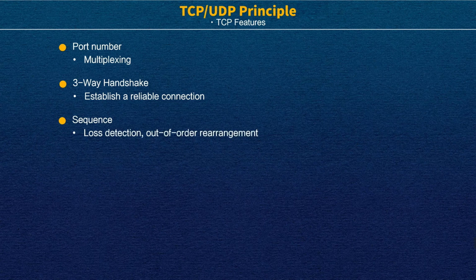And after we establish the connection, we have to make sure all the messages are transferred to the destination correctly and no bit is wrong. One mechanism is sequencing. For each segment we send to the destination, we give a sequence number. The receiver can check whether something is lost or wrong according to the sequence number. So this is used for loss detection and out-of-order rearrangement. And the next one is integrity check.